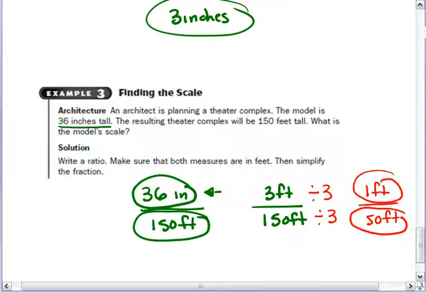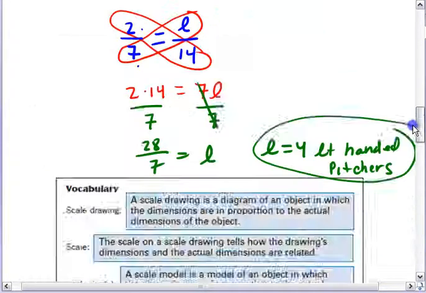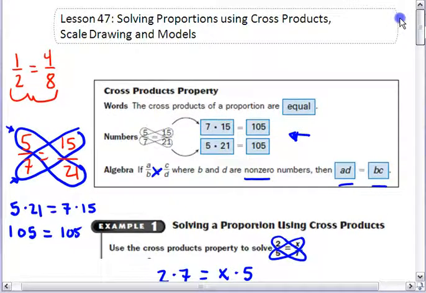And that's the end of the video on scale models and solving proportions using cross products.